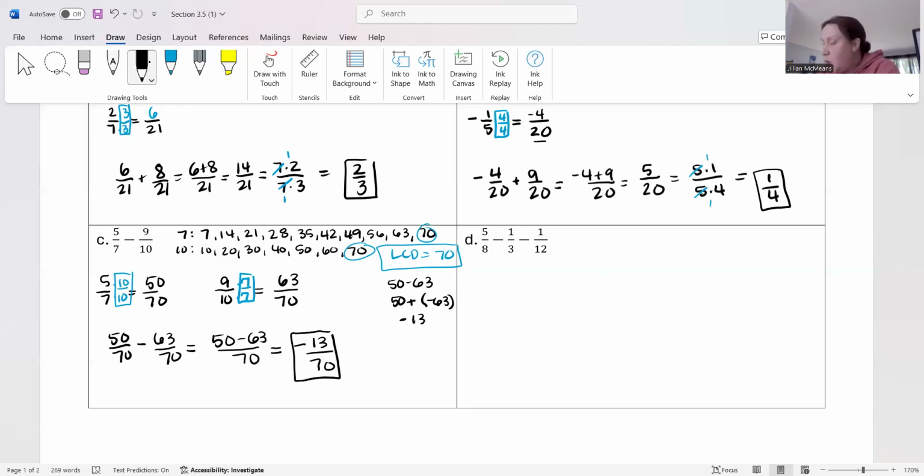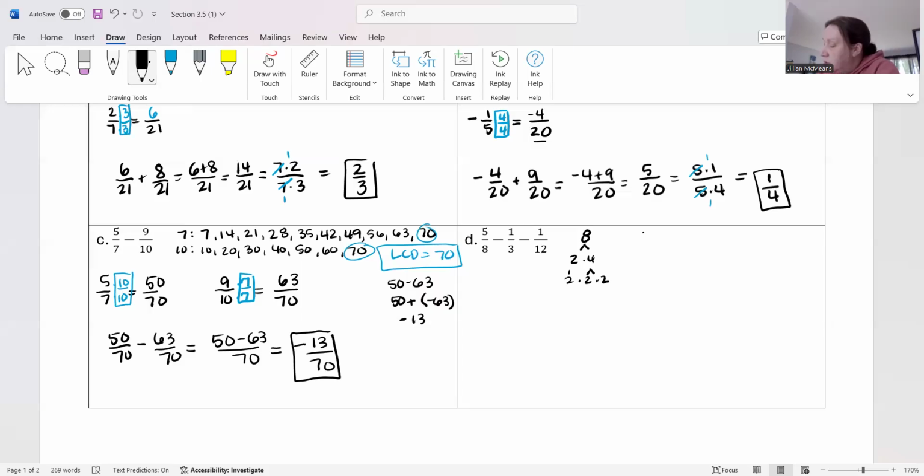Okay? One more. So we have 5/8 minus 1/3 minus 1/12. So we need to find some kind of LCD. So let's say for the sake of practice, let's do the prime factorization table. So looking at 8, I need two numbers that multiply to give me 8. So that could be 2 and 4. Well, 2 is prime, but 4 is not. So 4 should be written as 2 times 2. Now, 3 is prime already, so we don't need to do a table for that, but we do need to remember it's a factor here.